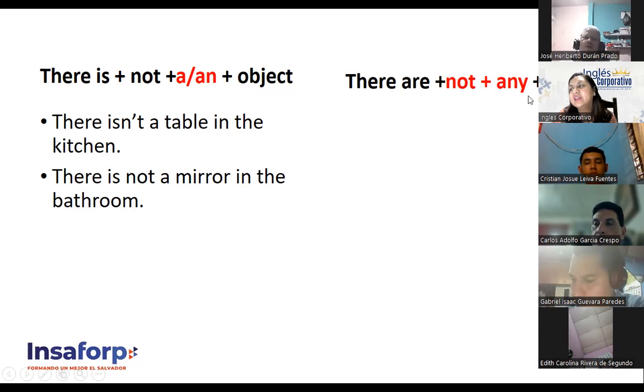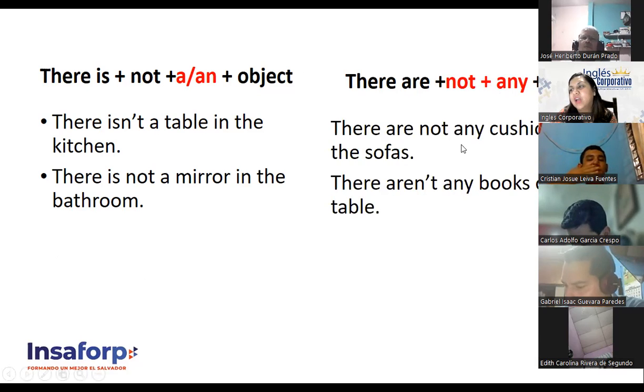And in negative form, we can use the expression any. Any is used only in negatives and questions, but in this case, negatives. Example, there are not any cushions on the sofas. Cushions, the cushions. You can put the cushion here on your head, on the back, cojines, cushions.